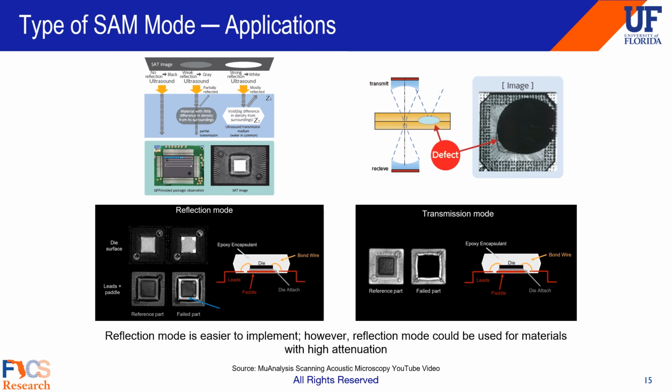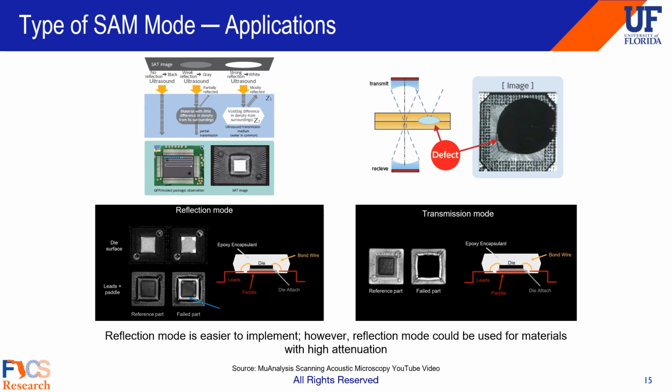As you can see here on the top left, there's the reflection mode, and we'll see that when an image has black, it means there's no reflection. When it's gray, it's weak reflection, and when it's white, there's a strong reflection. And this is all due to the difference in densities from the surroundings of the materials.